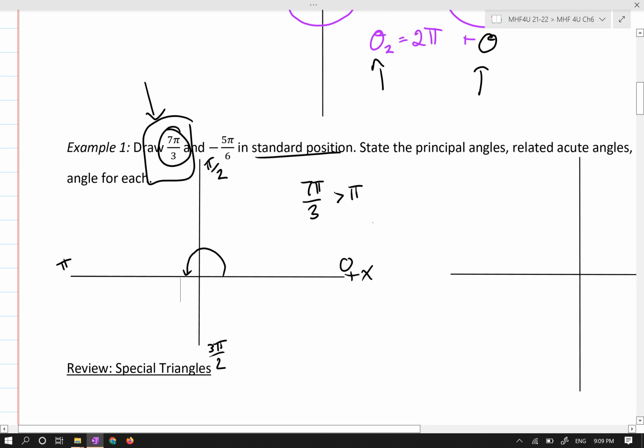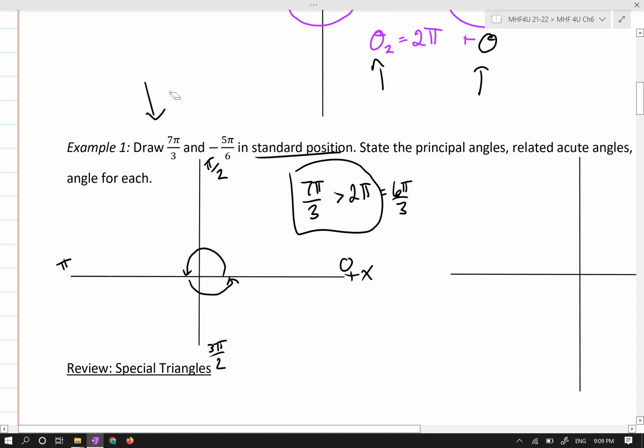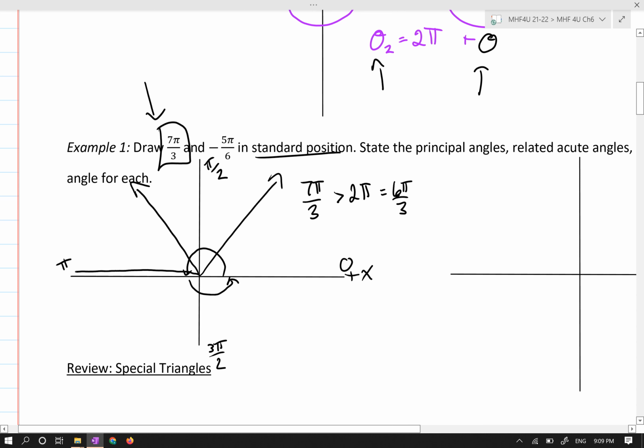And then I'll ask myself, okay, is 7 pi over 3 greater than 2 pi? Yes, it is, because 2 pi, remember, is 6 pi over 3. So it's still greater than 2 pi. So then we need to go all the way around again. And then what's remaining is pi over 3, right? Because if I'm counting up my pi over 3s here, I can say pi over 3 would fall in this quadrant, 2 pi over 3 over here, 3 pi over 3 is along here, 4 pi over 3, 5 pi over 3, 6 pi over 3 is 2 pi.